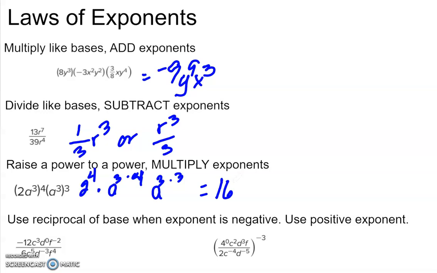So when I multiply like bases now, I add the exponents. So this will give us 12 plus 9 would be 21. So it would be 16a to the 21st power.